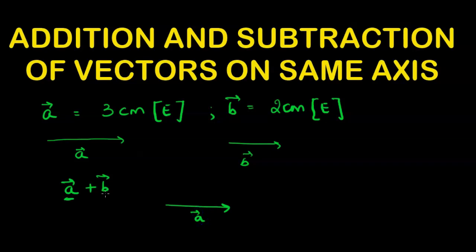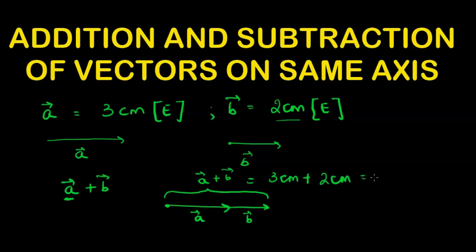The second vector that is supposed to be added to the first vector is joined with its tail to the head of the previous vector. So this is vector B. And this total, starting from the initial point to the final point, is called vector A plus B. Since the magnitude has increased, vector A is 3 centimeters plus vector B is 2 centimeters, and the total of A and B will be 5 centimeters. Direction is from the initial point to the final point, and the direction is towards east.